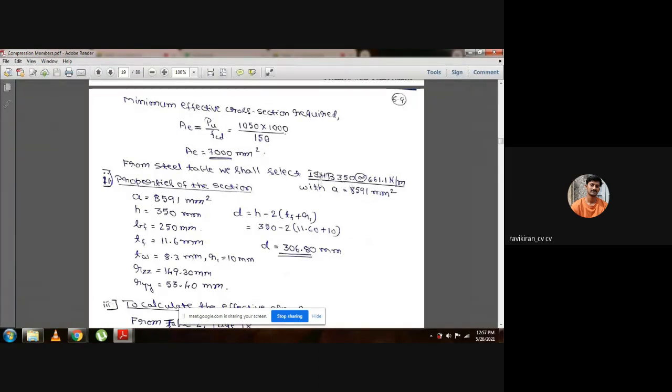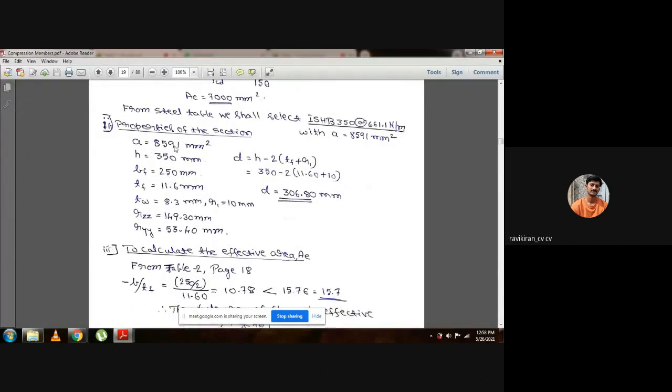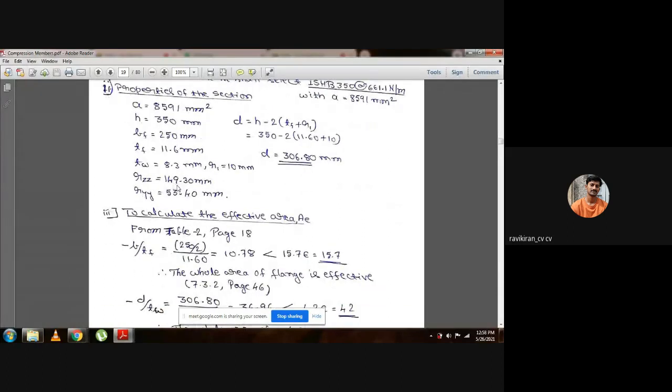Initially, we will not be knowing what is this value and which value we should select, which is greater than this area, corresponding to that section we should select. And once we got the section, we should write down the sectional properties. What are the properties we generally note down? What is the effective area? What is the height, breadth of the flange, thickness of the flange, thickness of the web, and root radius and radius of gyration, both ZZ and YY plane.